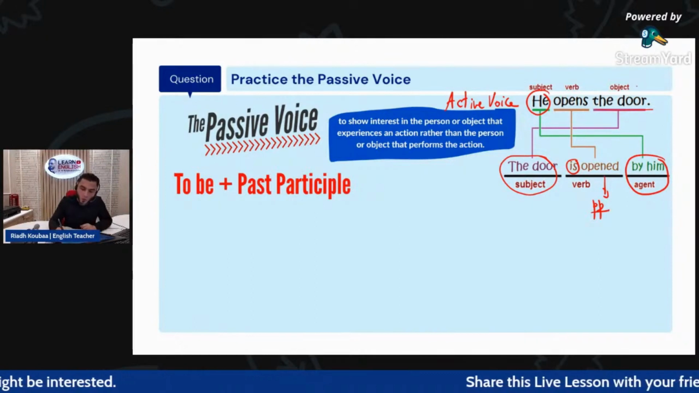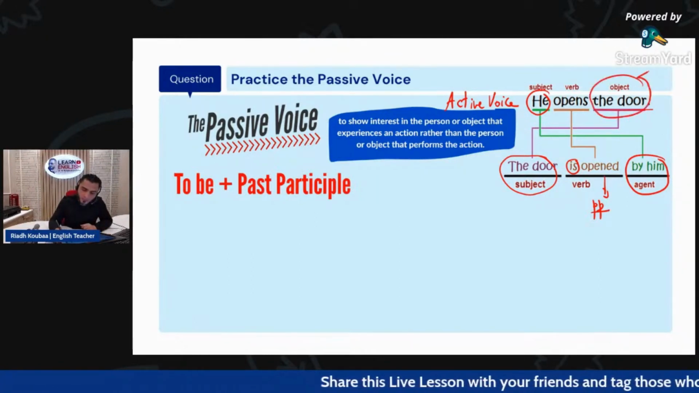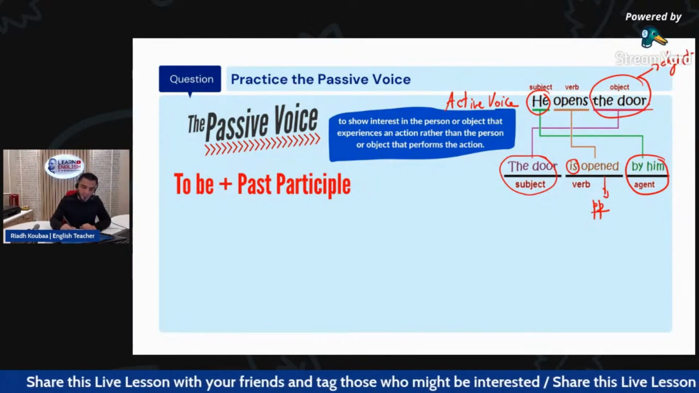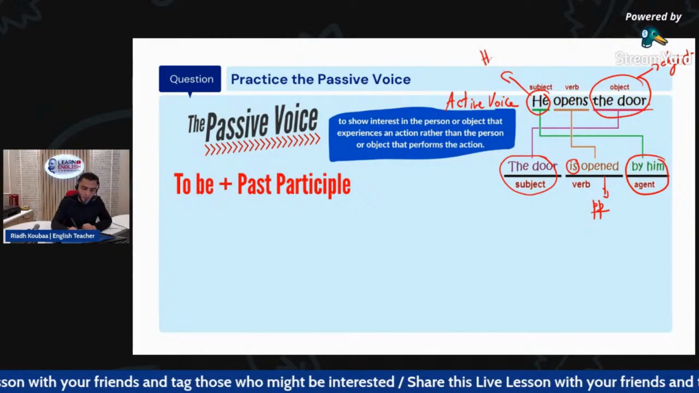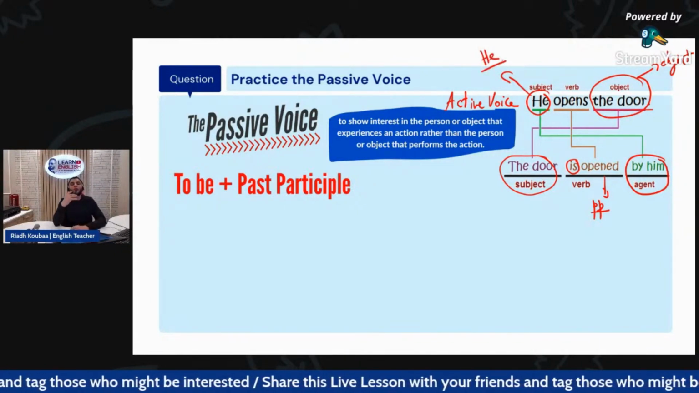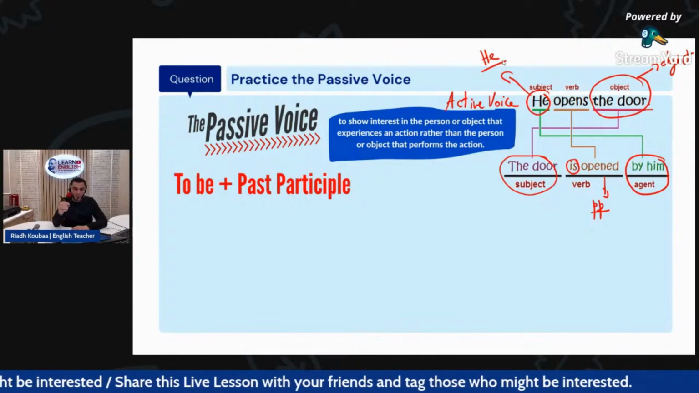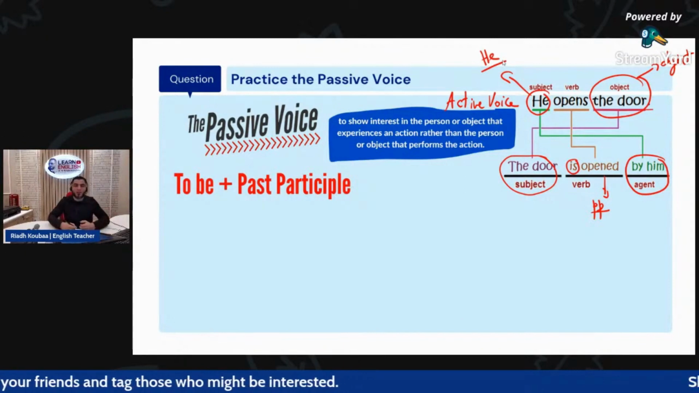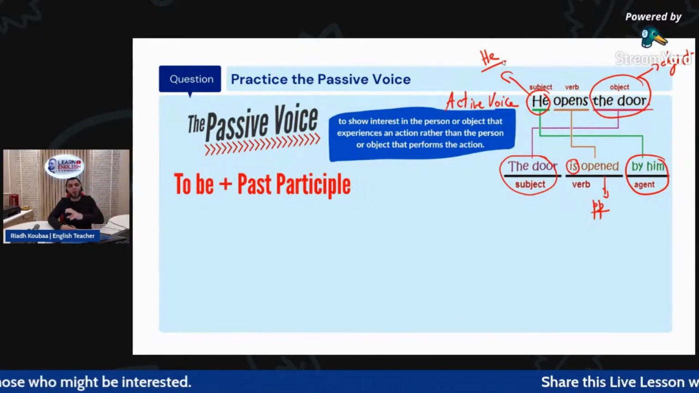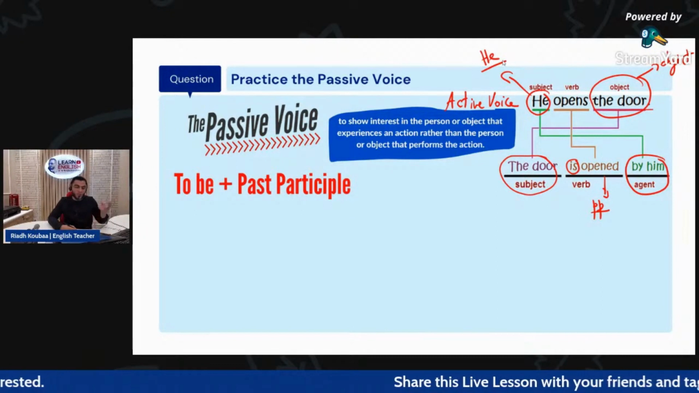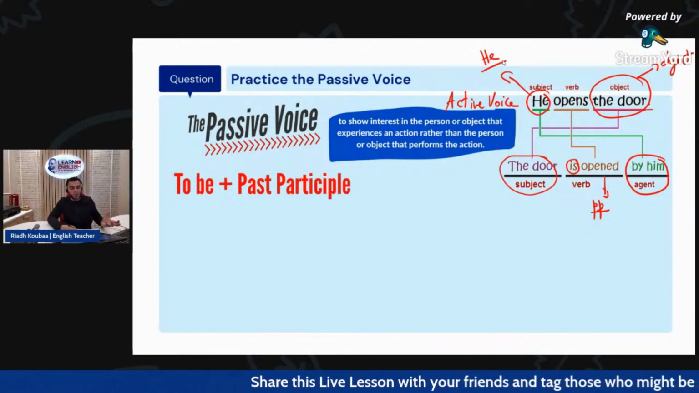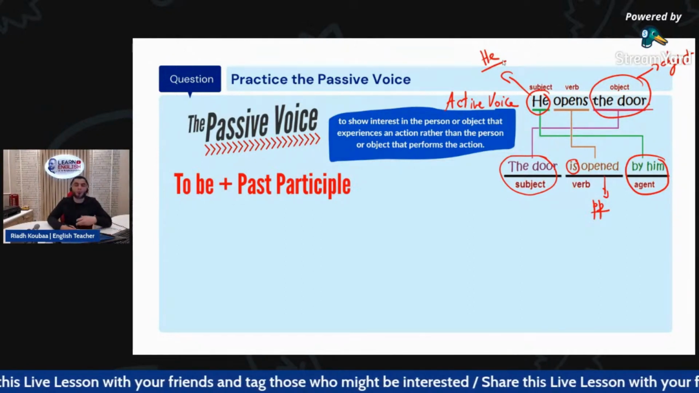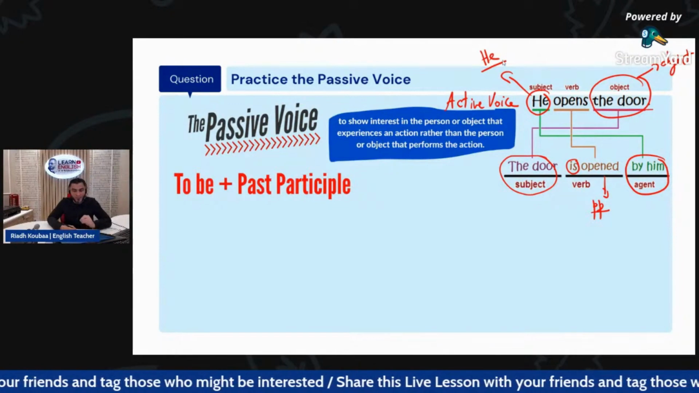So for example, here, he opens the door. This is an object. So who does this action? This subject here, which is he. So if I want to focus on the object, I don't want to focus on he. So as we can see, the sentence becomes the door is opened by him. So to show interest in the person or object that experiences an action rather than the person or object that performs the action. So that's very important.